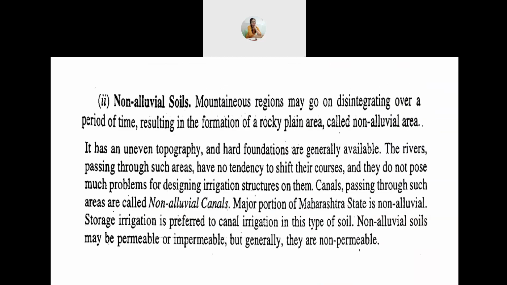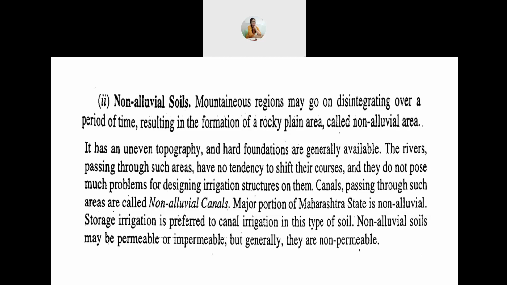Next, non-alluvial soils. Mountainous regions may go on disintegrating over a period of time, resulting in the formation of a rocky plain area called non-alluvial area. It has an uneven topography and hard foundations are generally available. The rivers passing through such areas have no tendency to shift their courses and they do not pose much problems for designing irrigation structures on them. Canals passing through such areas are called non-alluvial canals.